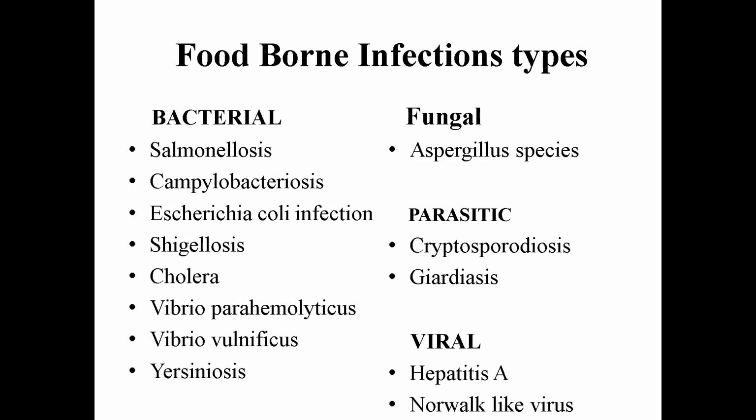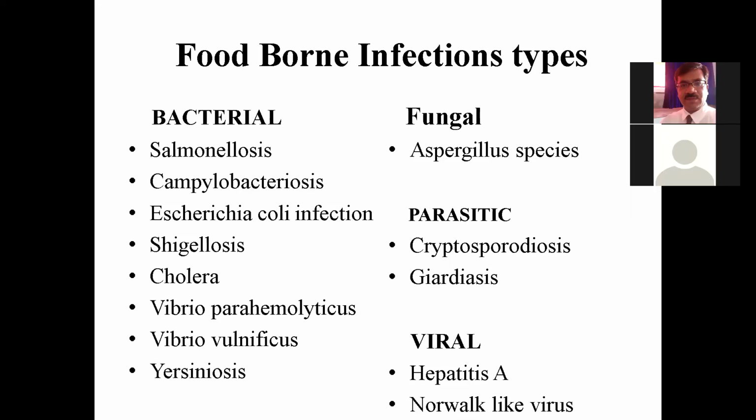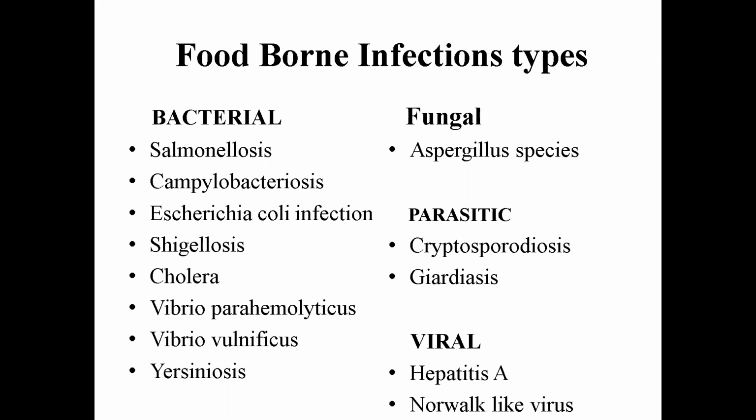Also Vibrio parahaemolyticus, Vibrio vulnificus, and Yersiniosis. These are a few of the bacterial strains which can cause infections. Fungal is Aspergillus species, quite commonly seen, as I told, in AC ducts and similar places, a very dangerous pathogenic organism. Parasitic: Cryptosporidiosis and Giardiasis. Viral: mainly hepatitis A and Norwalk-like virus, the most common viruses.